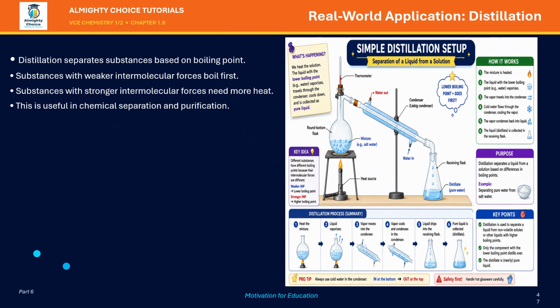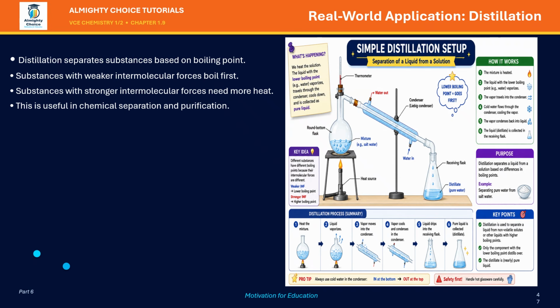Alright, this slide shows simple distillation in a more visual way. The key idea is simple: distillation separates liquids based on the boiling point. First, the mixture is heated in a round bottom flask. The liquid with the low boiling point vaporizes first and turns into gas.